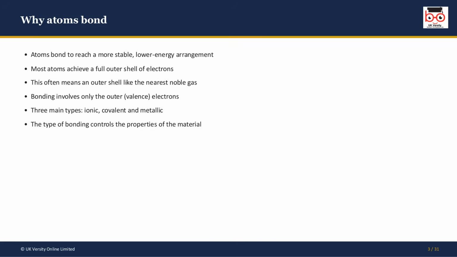So why do atoms bond at all? The simple answer is stability. Atoms bond to reach a lower energy, more stable arrangement, usually a full outer shell of electrons, like the nearest noble gas. Only the outer or valence electrons are involved. There are three main types of bonding to keep in mind: ionic, covalent, and metallic. And crucially, it's the type of bonding that controls the properties of the material.